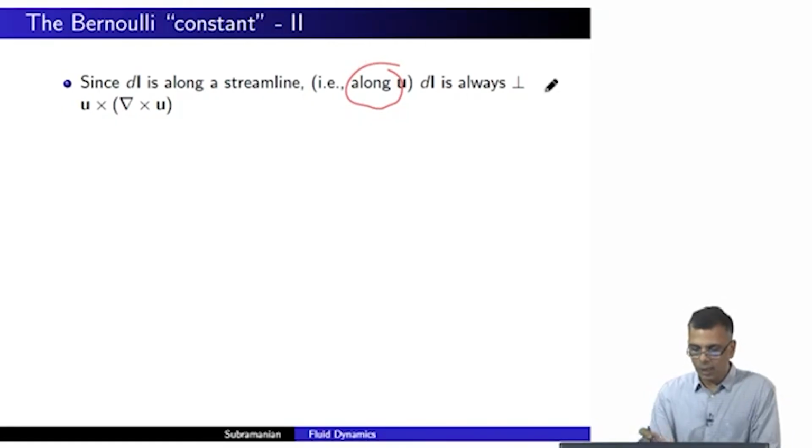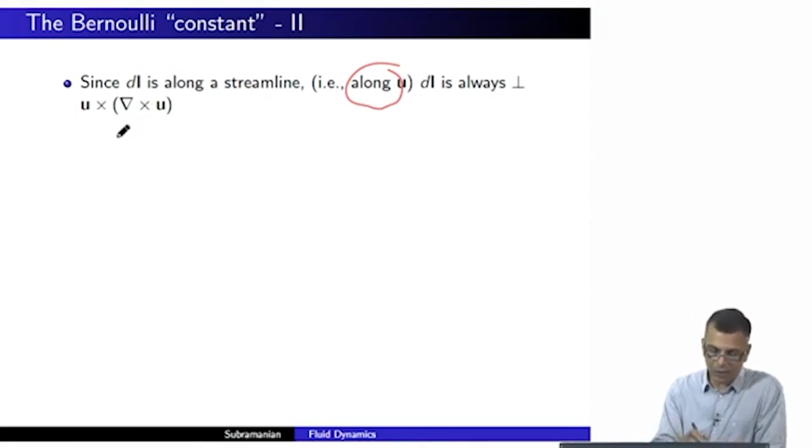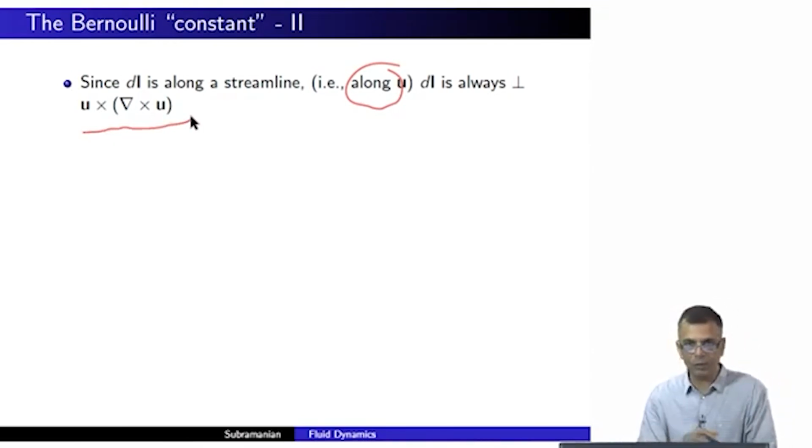Therefore, dl is always perpendicular to u cross curl of u. Why is that? Well, whatever this is, curl of u, whatever direction it points in, you are crossing it with u, right. So, this entire thing is always perpendicular to u. In other words, it is always perpendicular to dl.